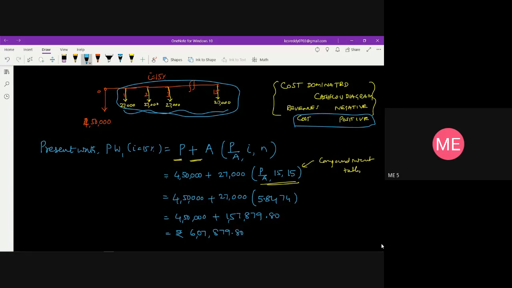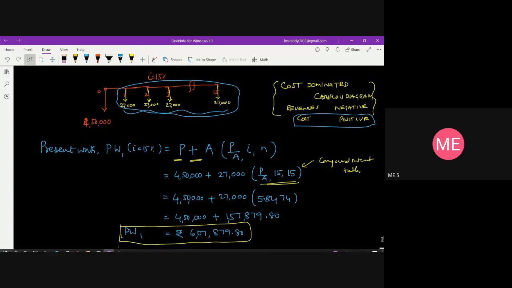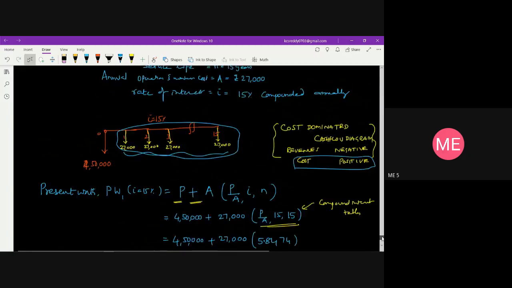6,07,879.80. So this is the present worth of alternative one. Next, moving to the second alternative, that is beta elevators.